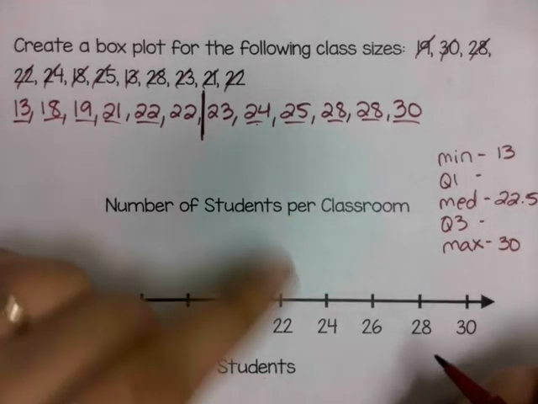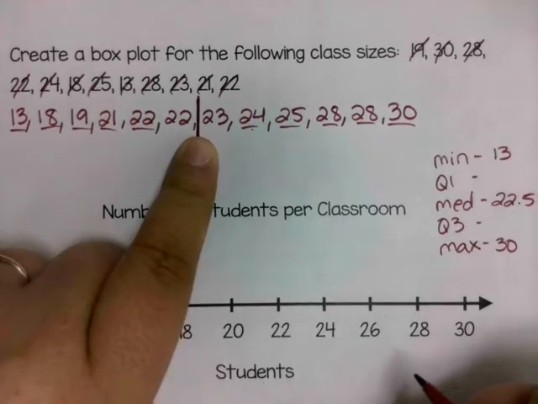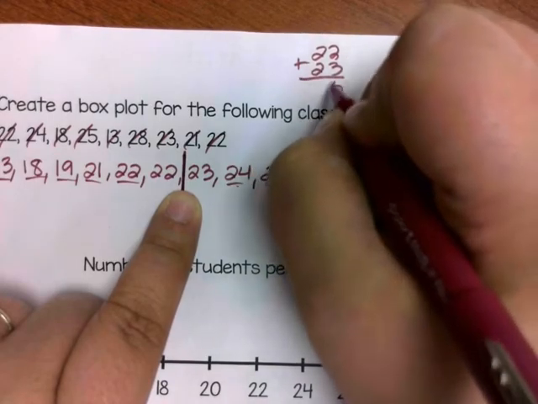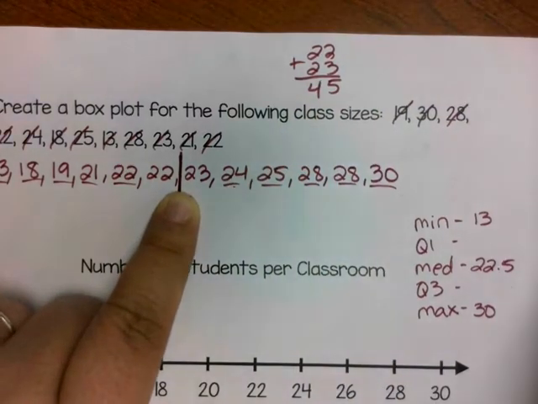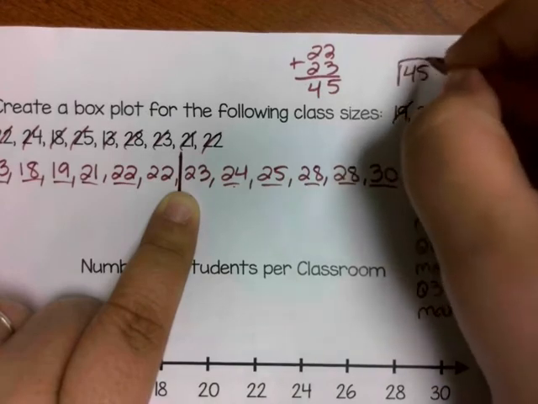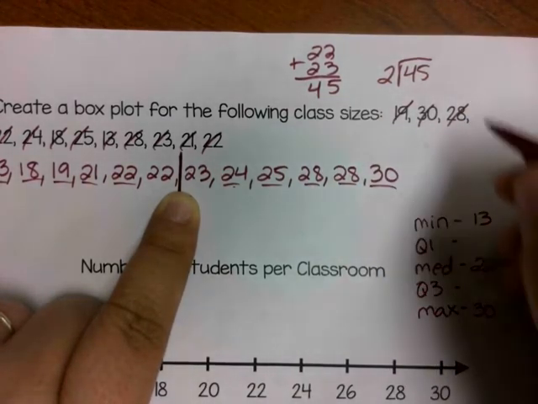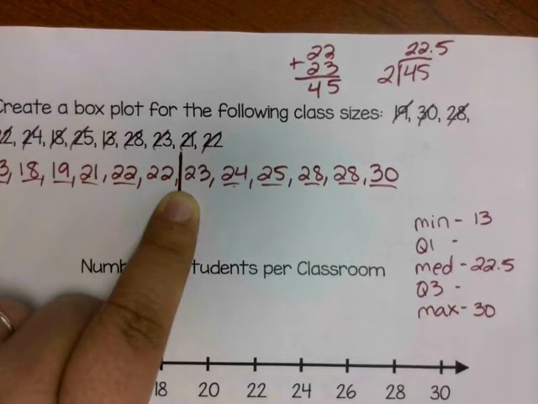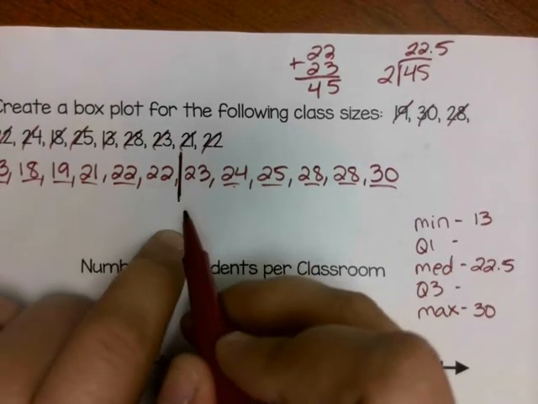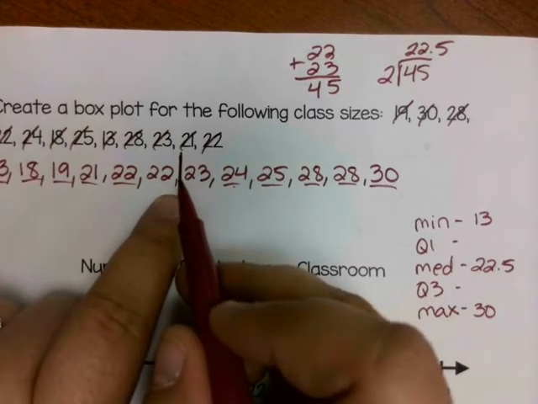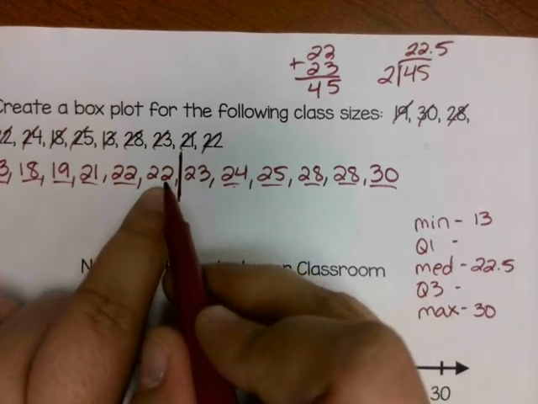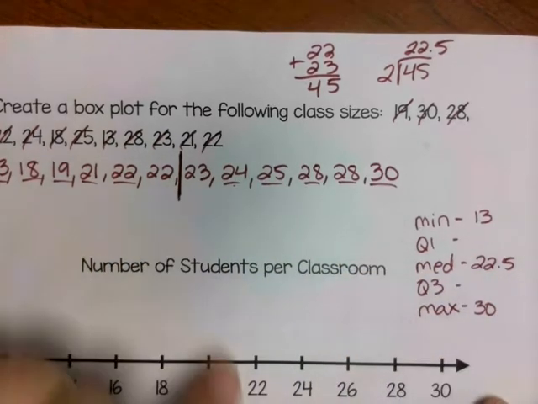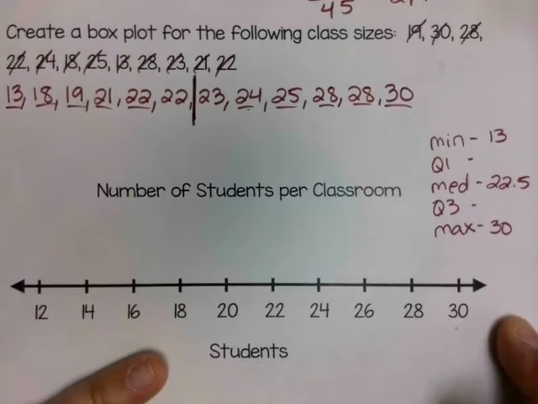22.5. So remember, if there's 2 numbers in the middle, also what you could do is take them, add them together. You get 45, and then do 45 divided by 2. And that's where the 22.5 comes from. All right, so if there's 2 numbers in the middle, add them up and divide by 2. Or try to figure out what's in the middle between them. If they're back to back, if it just increases by 1, 22, 23, then it's just 22.5 in this case. All right, so that is my median, 22.5.